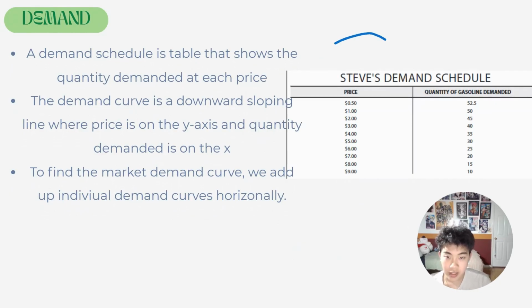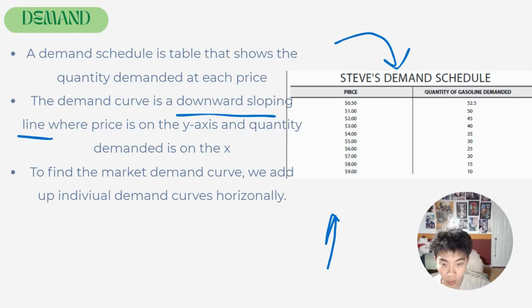A demand schedule is a table, such as the one on the right, that shows the quantity demanded at each price. The demand curve is a downward sloping line, so it's negative, where price is on the y-axis and quantity demanded is on the x-axis.